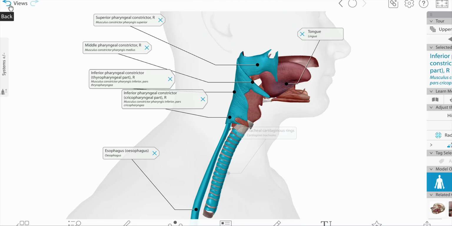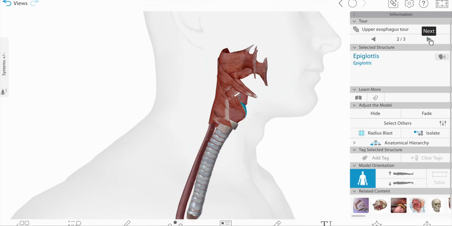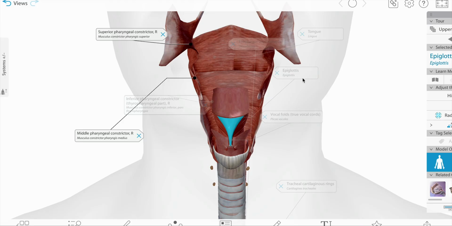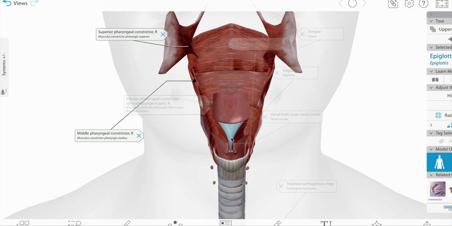Now I'm going to go ahead and go to my next view that I constructed here, which is a frontal or anterior view of the esophagus and the structures of the upper airway and esophagus. The thing that I have highlighted here is the epiglottis. I'm sure you're aware that the epiglottis plays a really important part in making sure that you don't have things go down the wrong pipe, that you don't choke on your spit, and you don't have food go down into your trachea while you're eating and drinking, and that is where the epiglottis is.